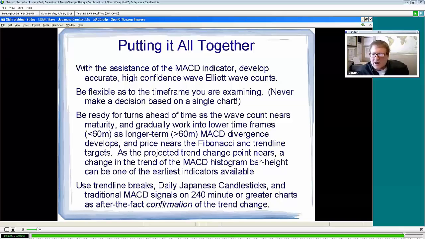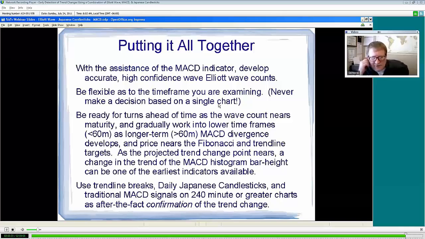And as long as you have that accurate count, you're in a very strong position to look for trend changes at specific Fibonacci or equality targets, wave 4 retracement targets, etc. Be flexible as to the time frame you're examining. Never make a decision based on a single chart.